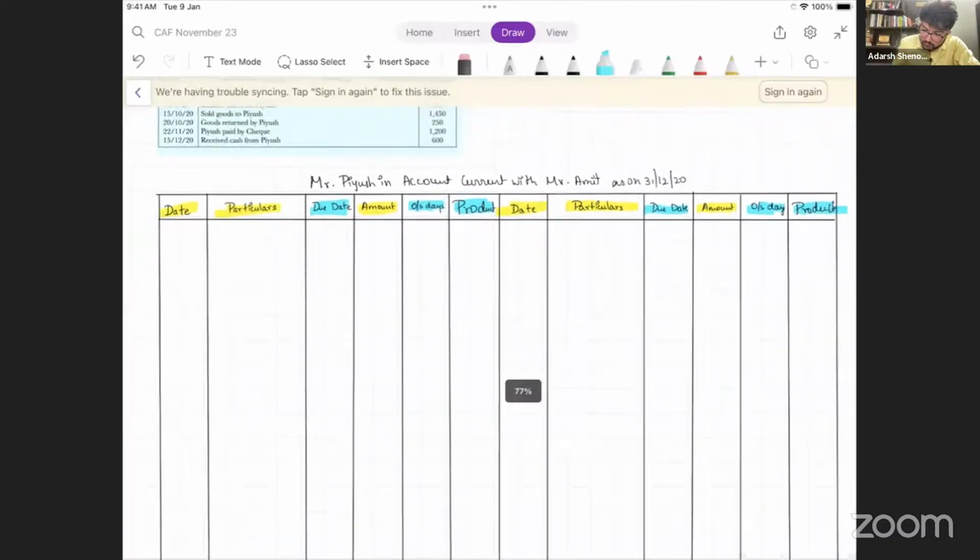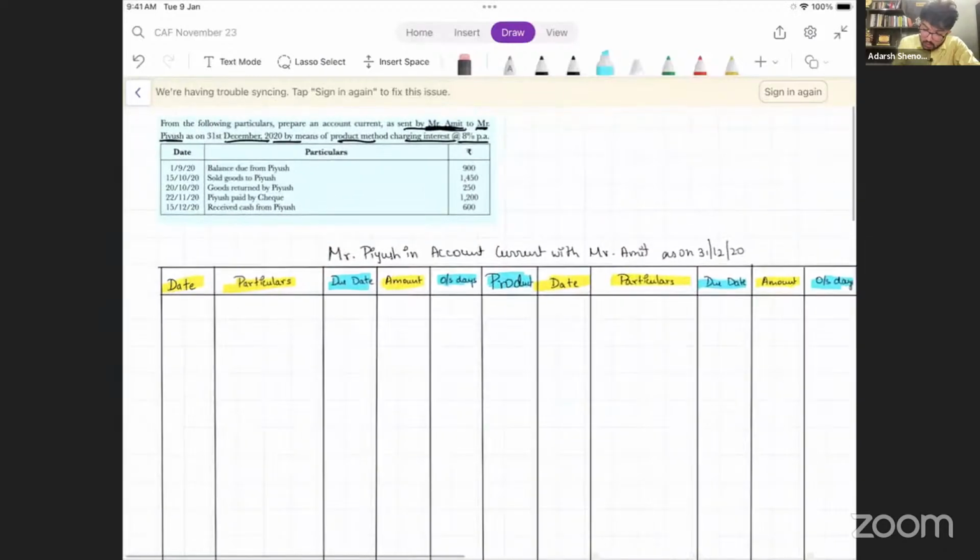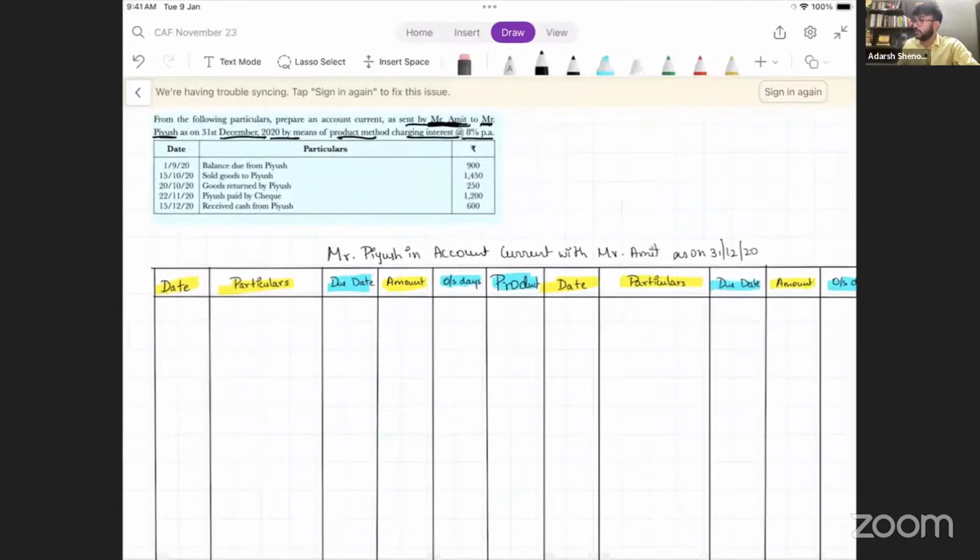Okay, I'll start. Now, whose perspective should I think from? I should think from Amit's perspective. Okay, Amit is preparing this. We are Amit now. We are preparing from Amit's perspective.